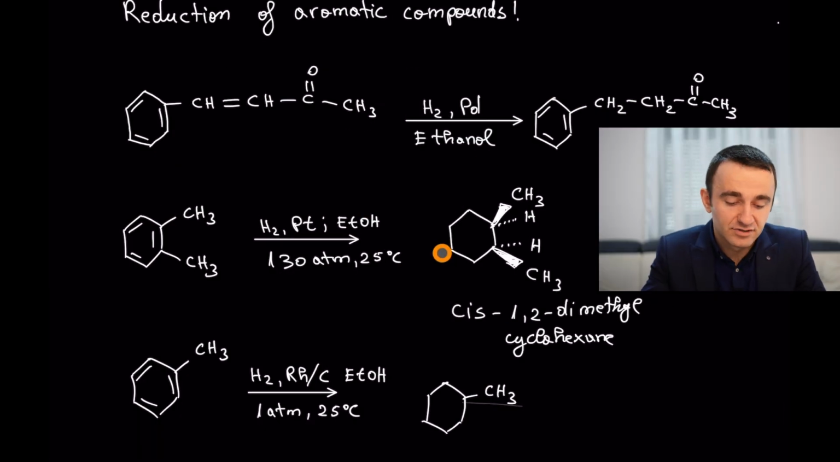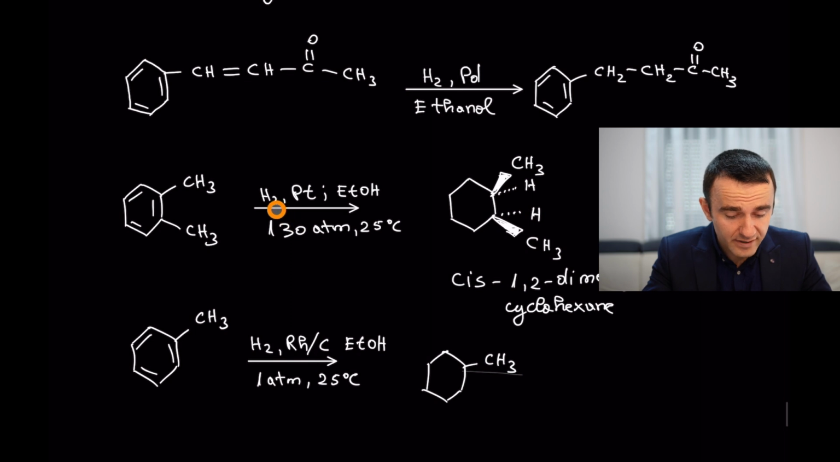Let's move now to the reduction of aromatic compounds. There are several methods to carry out reduction. If we carry out a normal reduction that we did with alkenes, with hydrogen, palladium, and ethanol, take a look at this compound that contains a benzene ring, a double bond and a carbonyl group. You can see that only the double bond is reduced, so it's very selective.